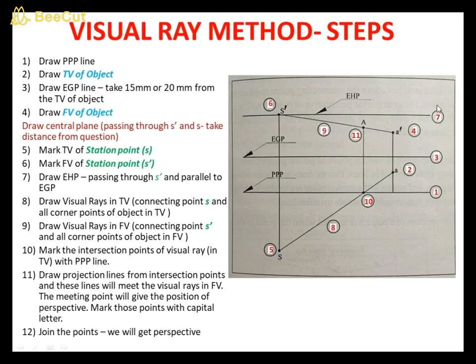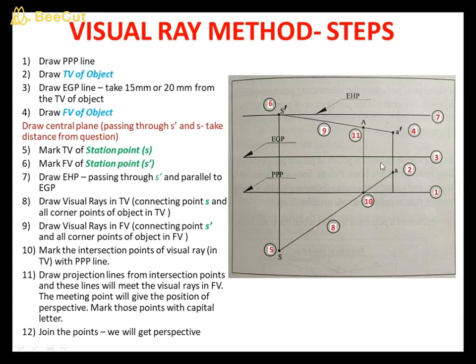After that you draw a line parallel to the EGP line passing through S dash. This is known as the horizon plane. The horizon plane is a plane parallel to the ground plane passing through the station point. So it will appear like a straight horizontal line in the front view. The front view is known as elevation. So the elevation of the horizon plane is a horizontal line like this. Draw the line like this.